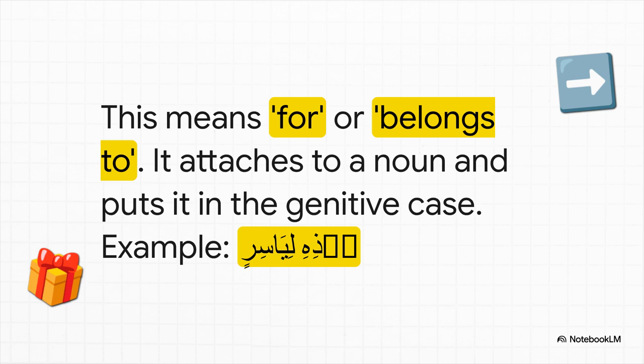Lesson 6 also introduces another way to show belonging, this time using the tiny preposition li. It means for or belongs to, and you just stick it right onto the front of a noun. So you can ask a question like, liman hadhihi, which means, whose is this? And the answer could be, hadhihi li yasirin. This belongs to Yasir. And hey, notice that Yasir gets a kasra at the end? That's because of the li.